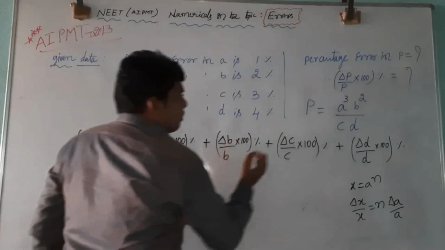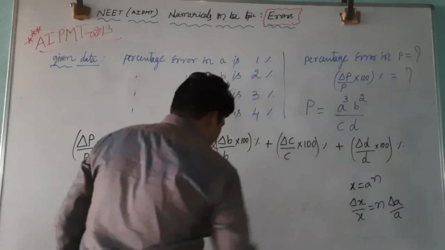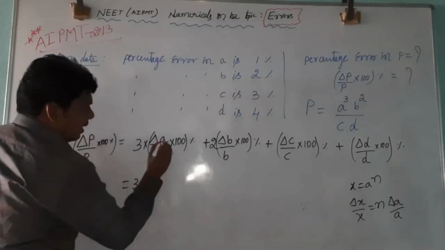What is the power for B? 2. What is the power for C? 1. What is the power for D? 1. There is no problem. Now, write the answer. 3 into delta A by A into 100%.